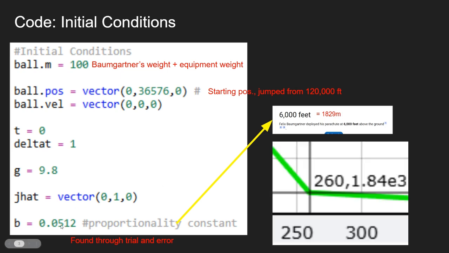So I continued manipulating this proportionality constant until I got this, a screenshot of a graph of my results. He deployed it at 4 minutes and 20 seconds, otherwise known as 260 seconds. And I tried to get this where he deployed it as close to 1,829 meters as I could. And I found that this is a fairly good approximation for B.